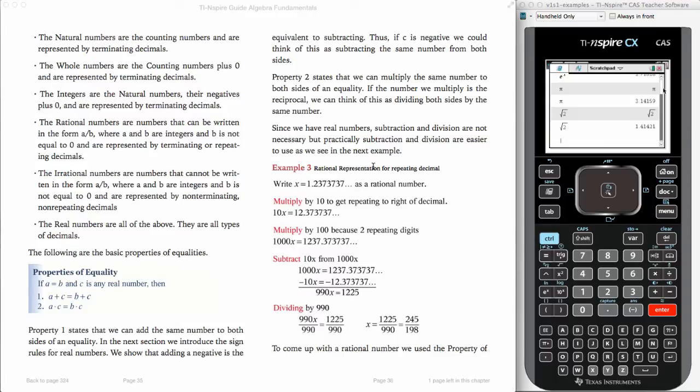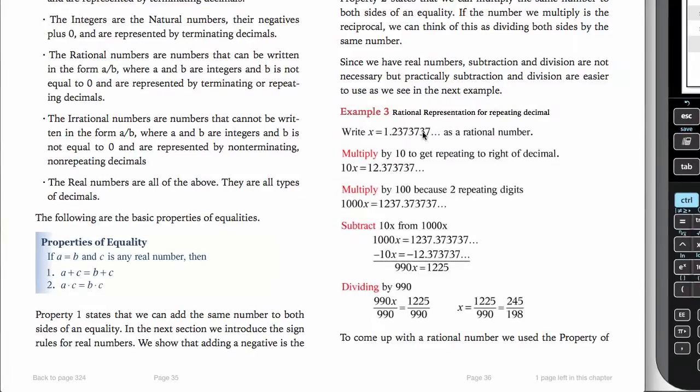Moving ahead a couple pages, one of the hardest things is to switch a repeating decimal over to its fractional form. We're going to use the property of equalities, where we add the same thing to both sides, or we multiply both sides by the same number. Technically, in the next unit, we deal with signed numbers, so adding a negative would be the same as subtracting, and multiplying by a reciprocal would be the same as dividing. We find it easier in our example here to actually use dividing and subtracting than adding a negative and multiplying by the reciprocal.